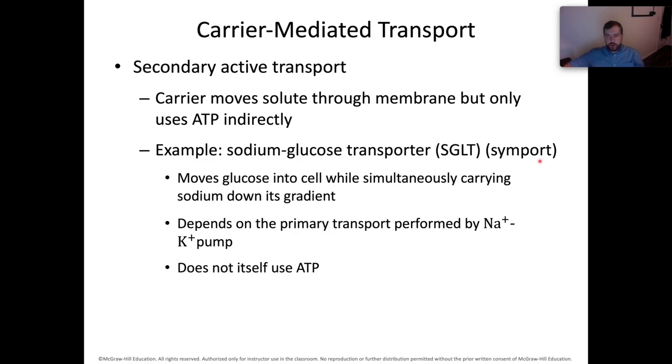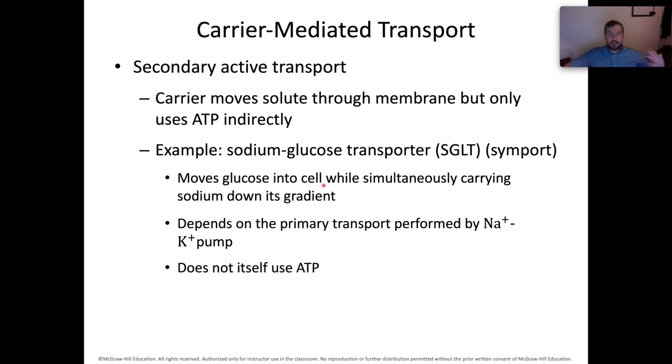So the sodium glucose transporter is a symport transporter. It moves glucose into the cell, carrying sodium down its gradient. But it only works if the sodium potassium pump is working. So the sodium potassium pump is pumping sodium, and it is using ATP. But the sodium glucose transporter is not. It's using the sodium gradient. So pump 1 over here creates the sodium gradient using ATP. Pump 2 uses the sodium gradient without using ATP to transport glucose.